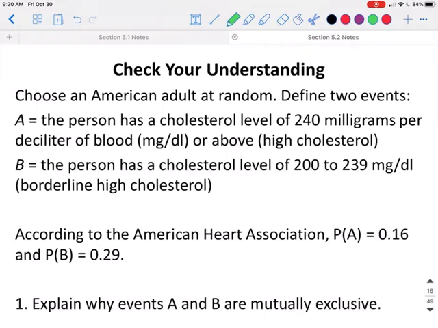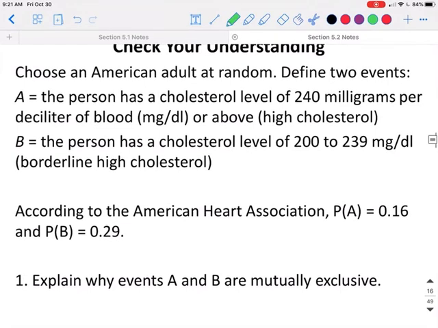Choose an American adult at random. Define two events. Event A is the person has a cholesterol level of 240 milligrams per deciliter or above. And event B is the person has a cholesterol level of 200 to 239 milligrams per deciliter. According to the American Heart Association, the probability of event A is 0.16 and the probability of event B is 0.29. Explain why these events A and B are mutually exclusive.